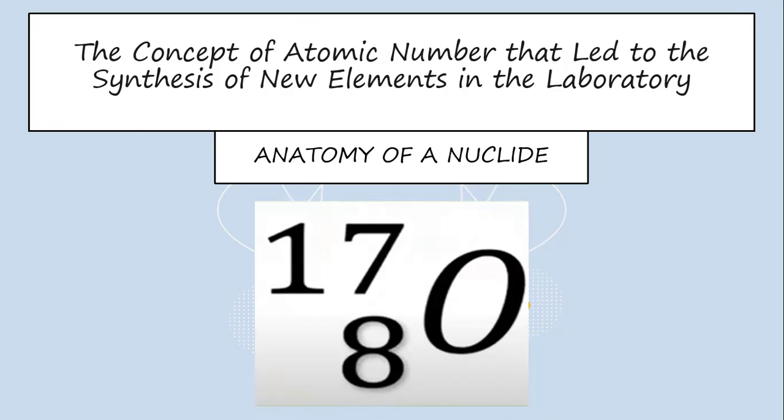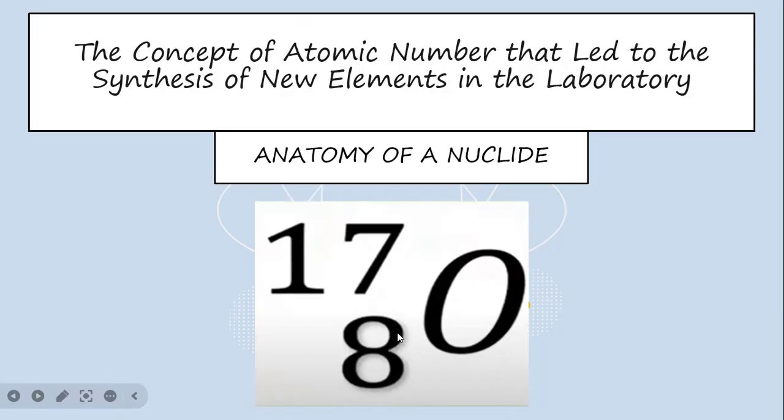So the concept of atomic number led to the synthesis of new elements in the laboratory. So we have here the anatomy of a nuclide. This is an element, number 8 in the periodic table, with 8 protons. You call it oxygen. In here, this is just an isotope of oxygen because it has 17 as its mass number.